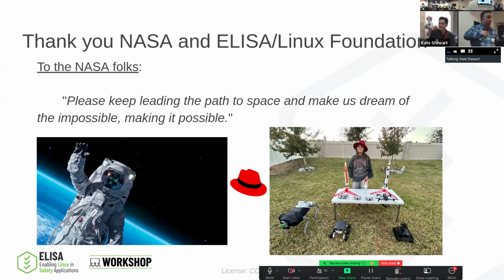Also, a special thank you to NASA. I'm from Brazil, and it's not very simple to come and live here in the US. You guys from NASA always inspire us from other countries. So this is a statement from me: please keep leading the path to space and make us dream of the possible, making it possible. This is what I believe in you guys.